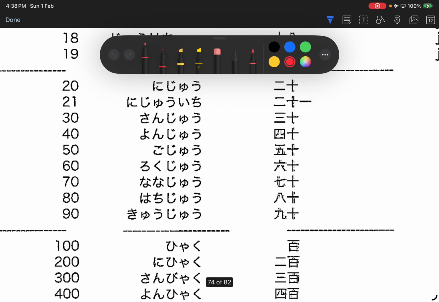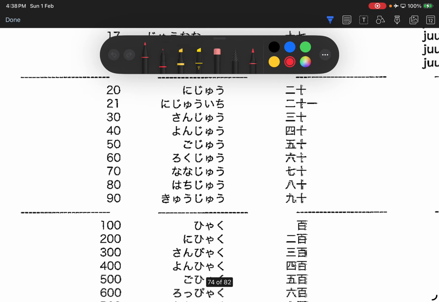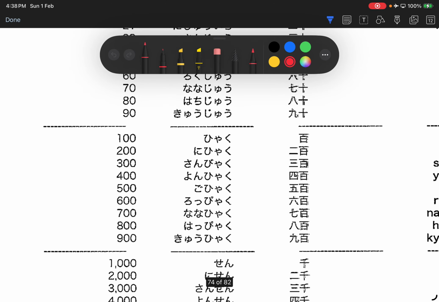Okay, 30 will be 30, 40, 50, 60, 70, 80, 90. Right, at this point in time, we don't use the second reading system. We only use the primary one. We don't use the secondary one. So you see 70 is the default reading. So please take note, we are using the default one. 100 will be 100, 200, then 300.